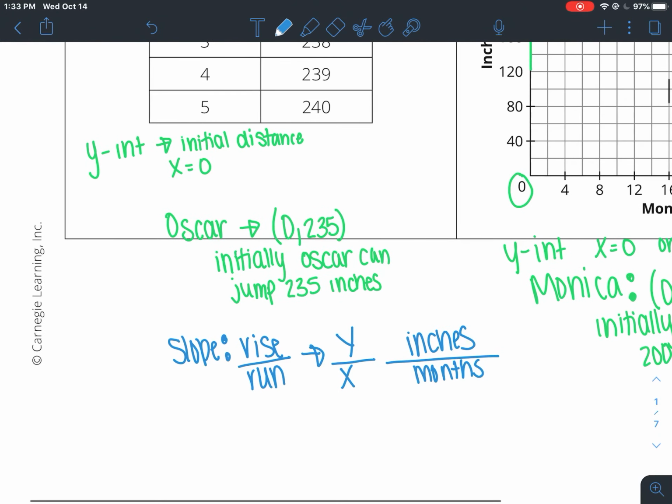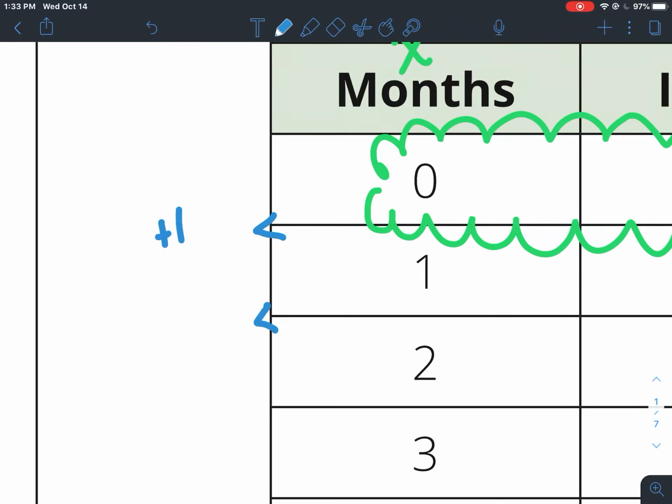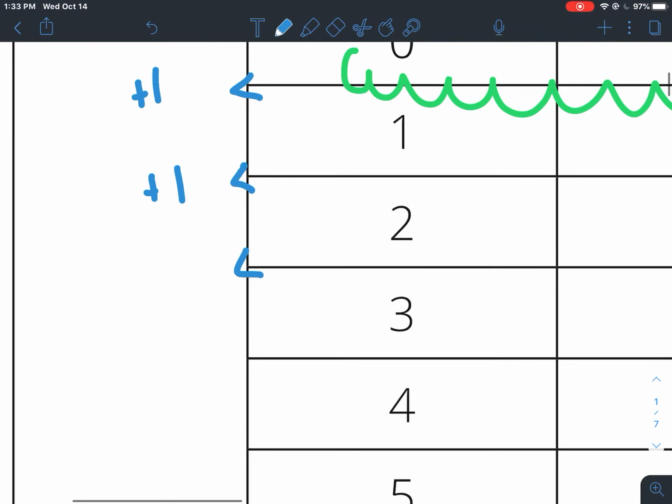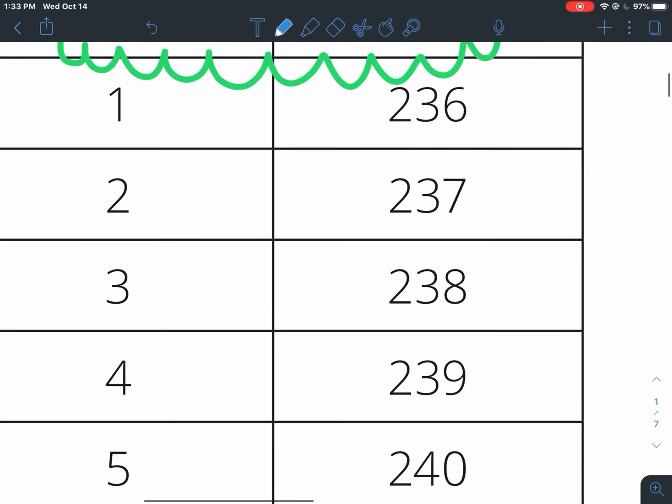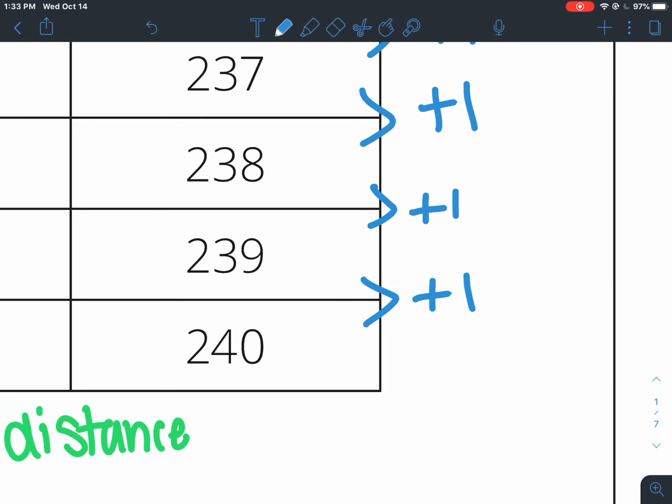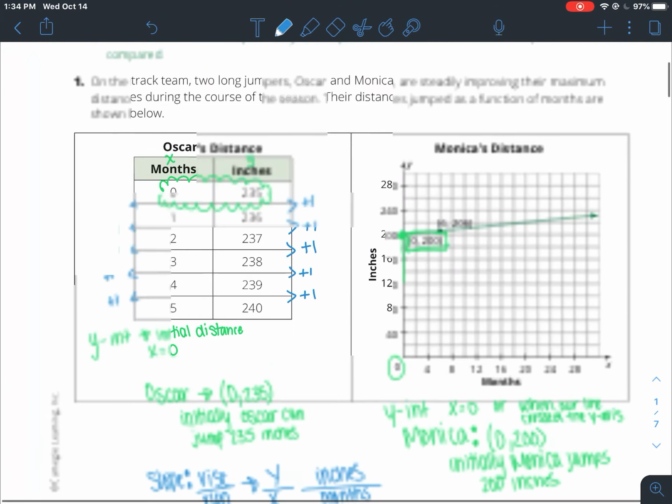So difference between the x's, from 0 to 1, I add 1, 2 to 3, add 1, 3 to 4, add 1, and add 1. And then for my y values, from 235 to 236, we add 1, add 1, add 1, add 1, add 1. Okay, hopefully that wasn't too hard to see that we're just adding 1 to get to the next term.